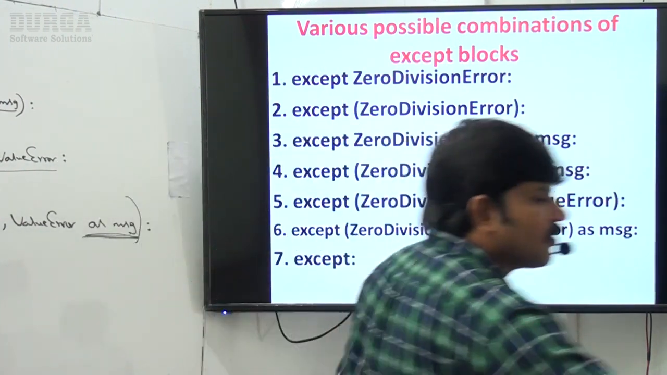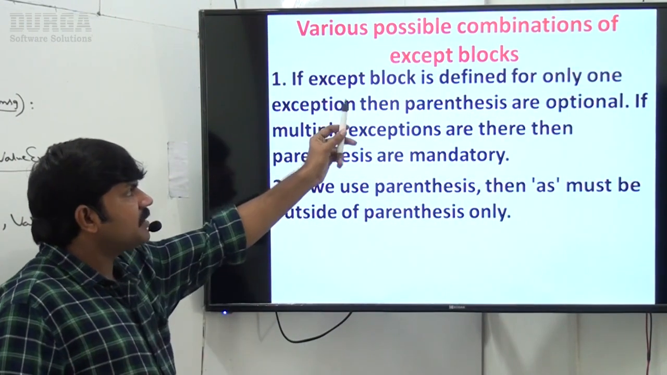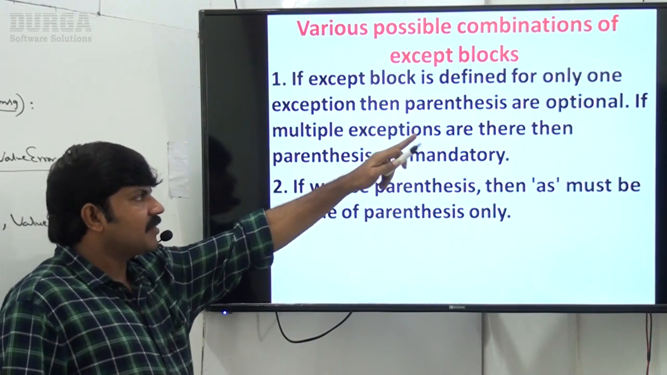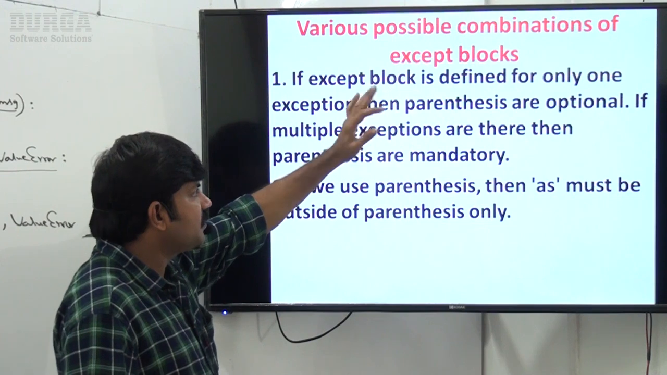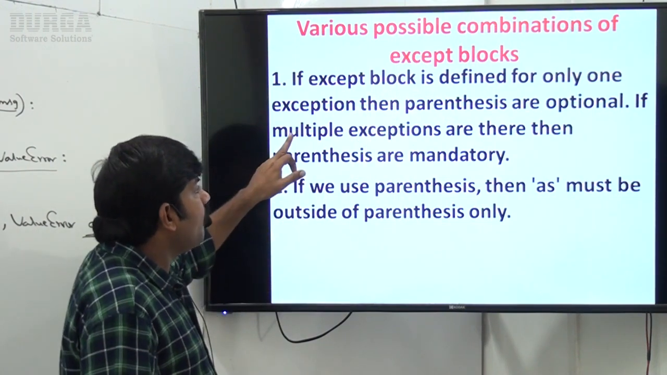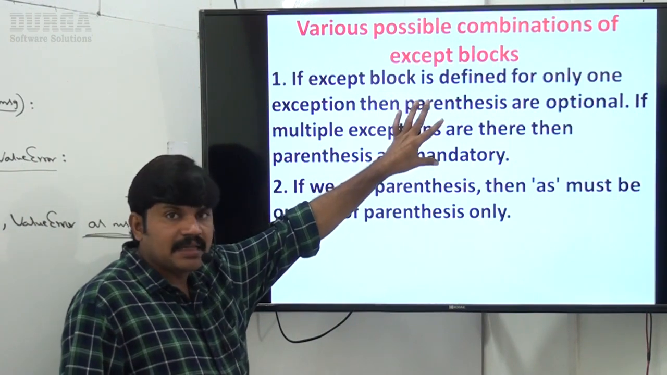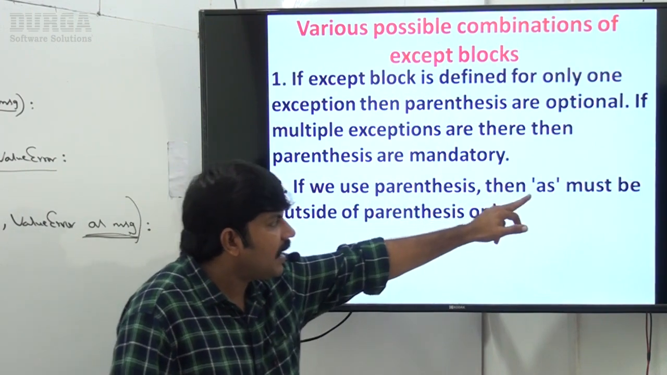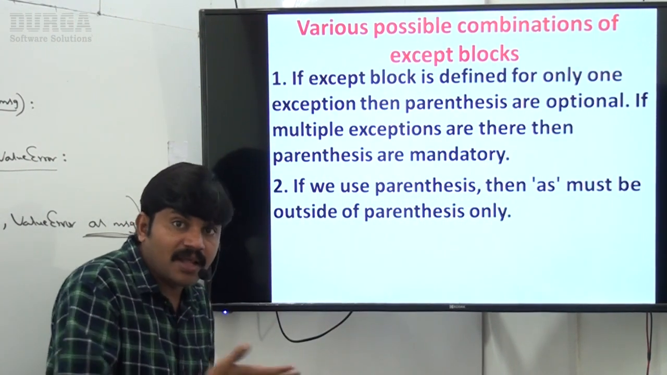Next, have a look once at this. Now if an except block is defined for only one exception, then parentheses are optional. If multiple exceptions are there, then parentheses are mandatory. Next, if we use parentheses, then as message must be outside of the parentheses only. I have told you already multiple times.